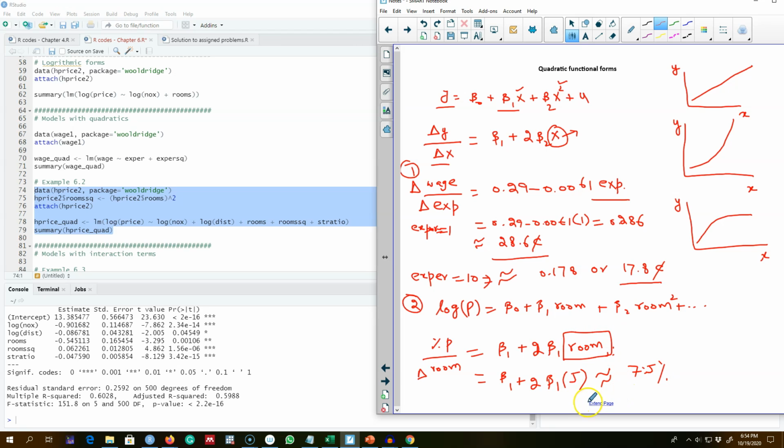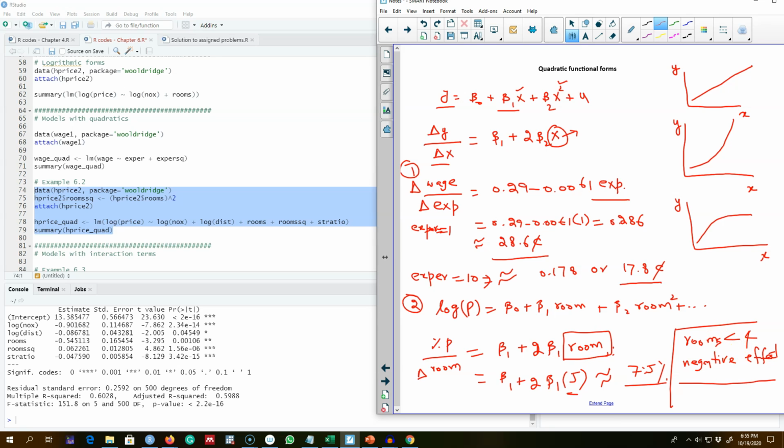So if a house has 5 rooms, then changing the number of rooms from 5 to 6 will add 7.5% to the house price. So the house price will be 7.5% more as compared with a 5-room house. Similarly, we can plug in other values to know more about this. One thing to note here is that if we plug in a value of rooms less than 4, we will get a negative effect on house prices. That is, if we change the room count from 3 to 4, then the house price will decrease.